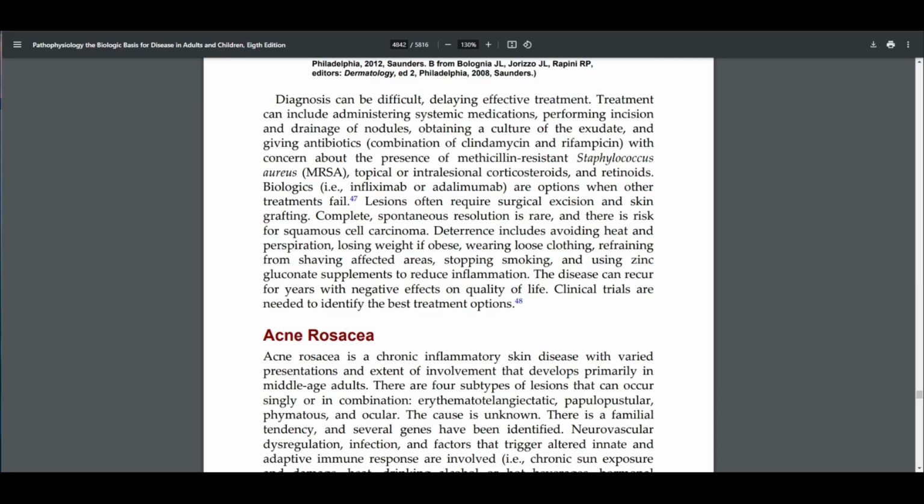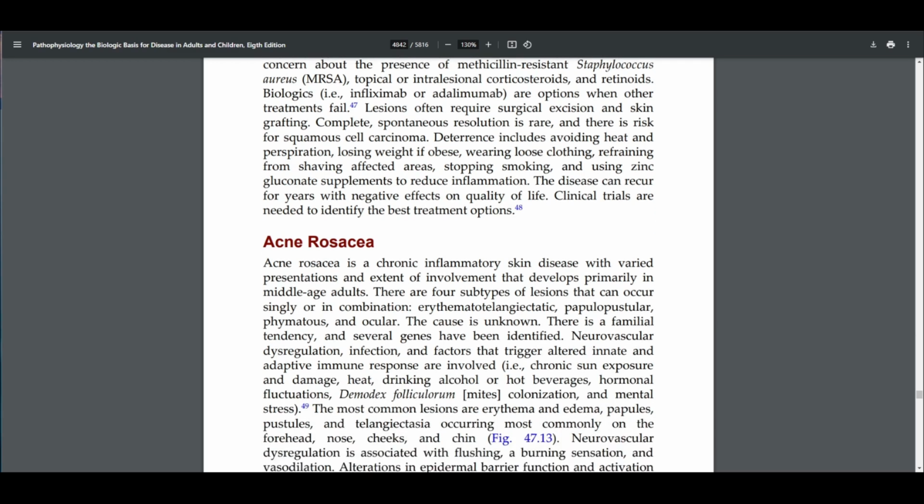Deterrence includes avoiding heat and perspiration, losing weight if obese, wearing loose clothing, refraining from shaving affected areas, stopping smoking, and using zinc gluconate supplements to reduce inflammation. The disease can recur for years with negative effects on quality of life. Clinical trials are needed to identify the best treatment options.